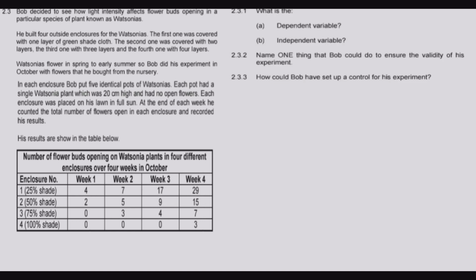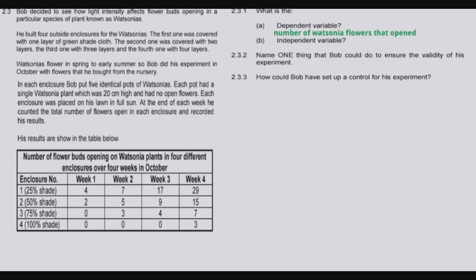Okay, once you have understood this, then we can go to the actual question. The first question, which is 2.3.1. Okay, so the question is, what is the dependent variable? Which has got 1 mark. So the dependent variable is the number of Wasonia flowers that opened.